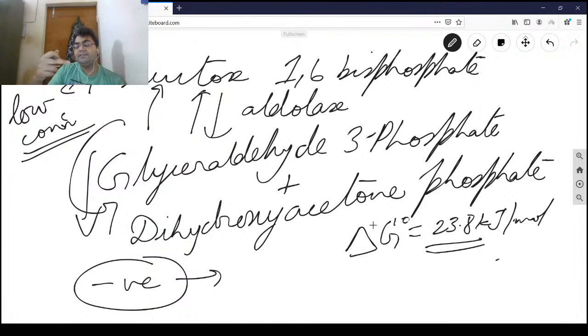So wherever you have seen a double arrow, it means del G is a little bit positive, but the reaction is going on because the concentration of the substrates is very low, so it is able to compensate for that. So that is what I wanted you to understand.